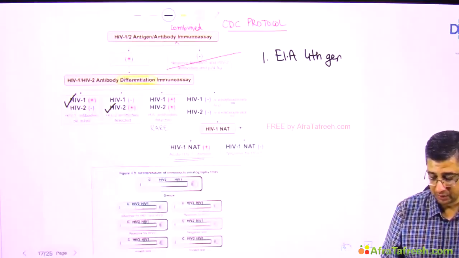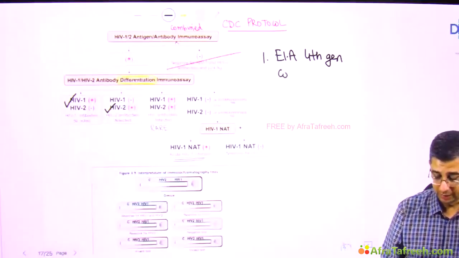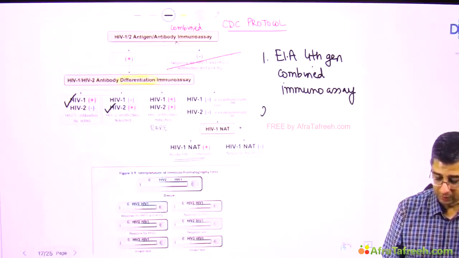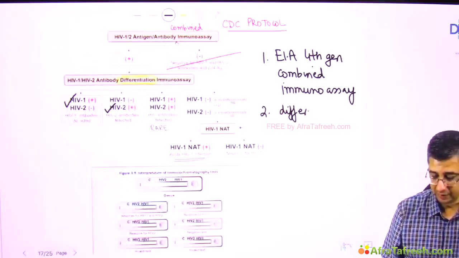So let's get the words right. I'll just write the specific things before you. I am gonna order an EIA, a fourth generation one. So I'll just write the name once again: EIA, that is a combined immunoassay, and my person has unfortunately turned positive. So the next test I'm going to do in the patient is a differentiation immunoassay. That is, the EIA test would be repeated again.